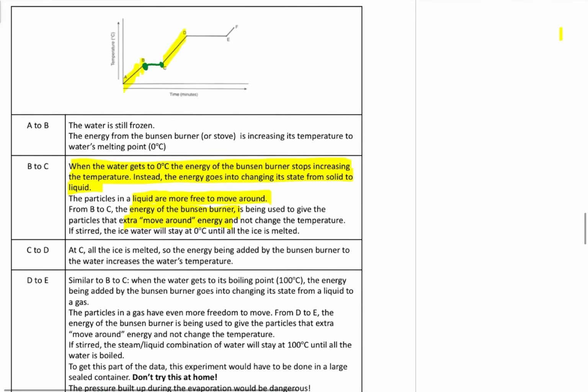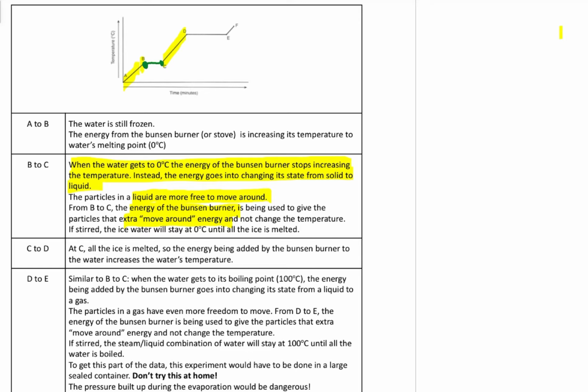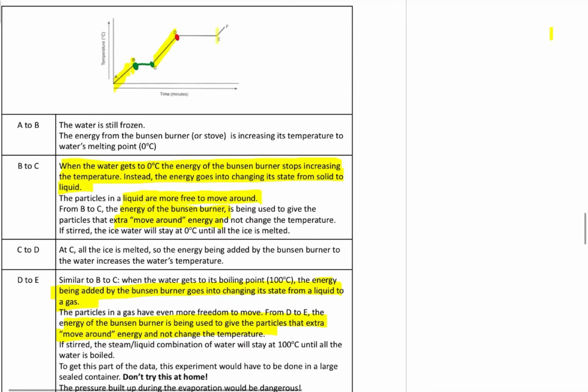By the time we get to D, we're at 100 degrees. Similar to what happened from B to C, we're at a phase change place. The energy of the Bunsen burner is still being added, but instead of changing the temperature, it is being used to give those particles that extra degree of freedom, that extra move-around energy, as I typed it there. So the energy is still going into the particles from D to E, but it's not increasing the temperature.